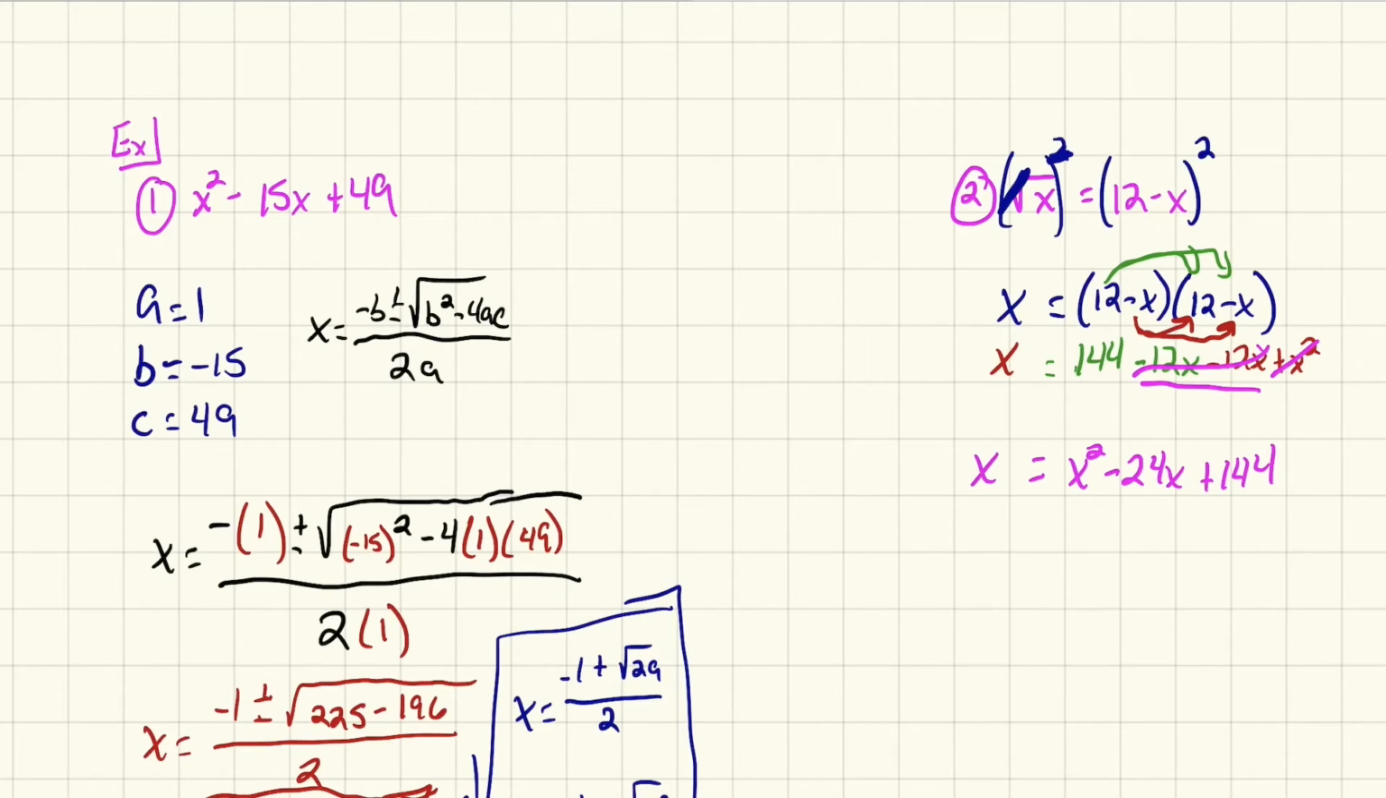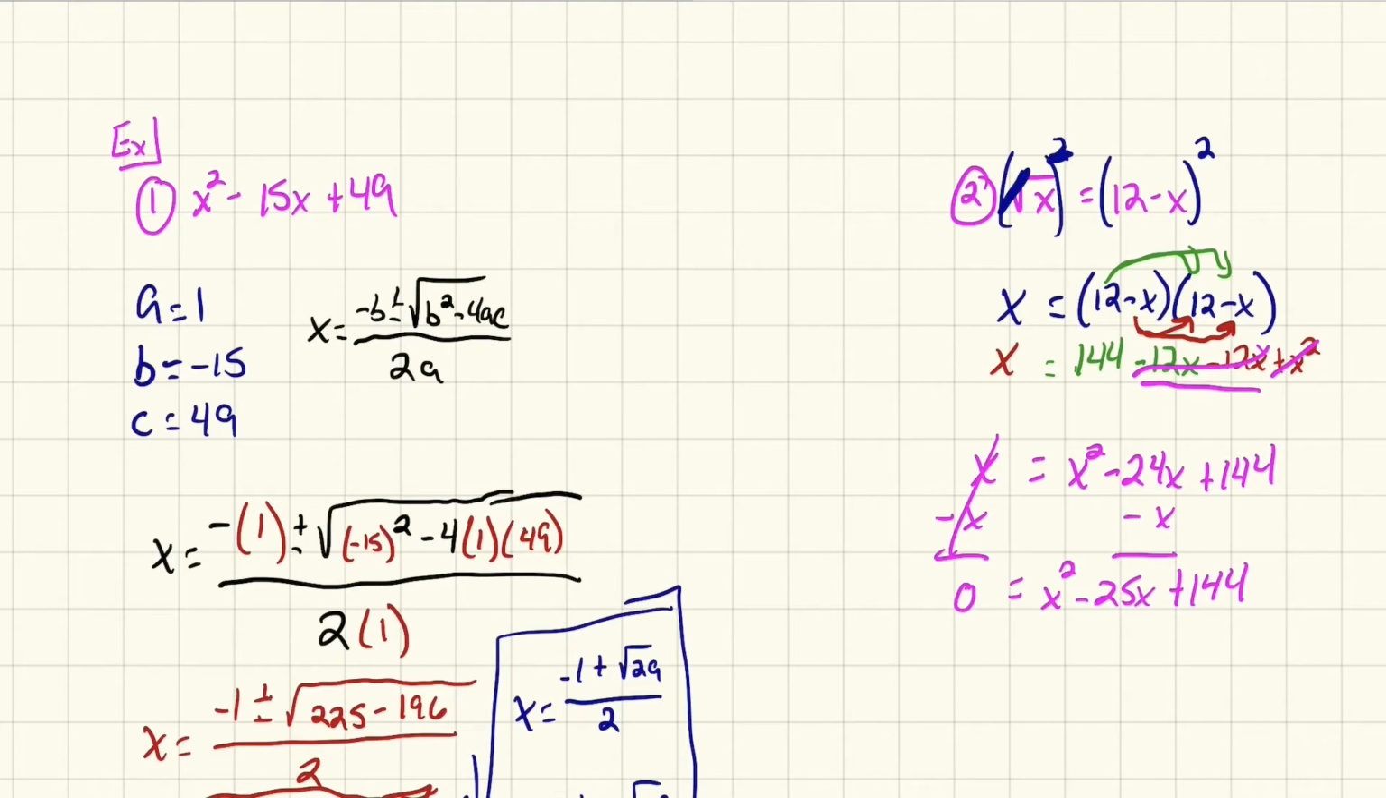Now, to finish off this problem, we're going to subtract an x from both sides, making sure to line up those terms. And 0 is equal to x squared minus 25x plus 144. So, if we ever see anything like this, we have to make sure to square both sides. We have to understand what squaring both sides means. We also have to understand what that kind of factoring or that kind of squaring looks like and distributing.